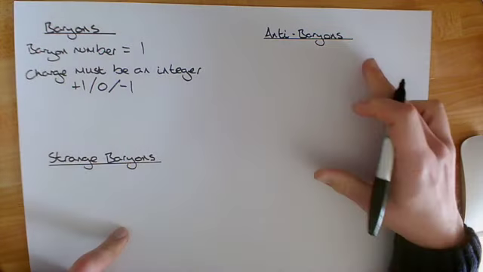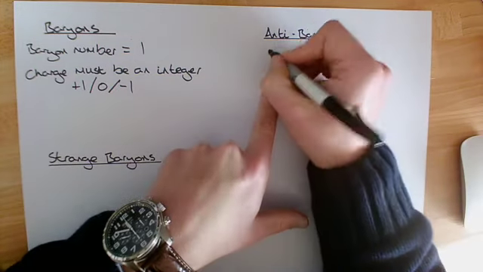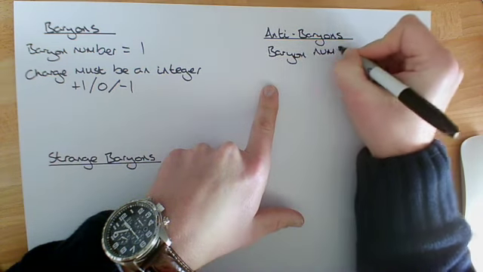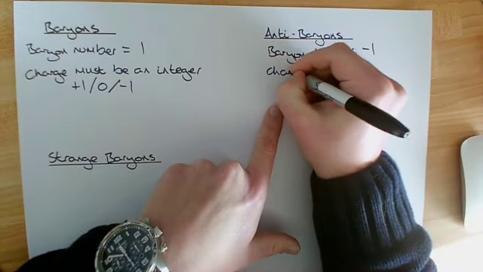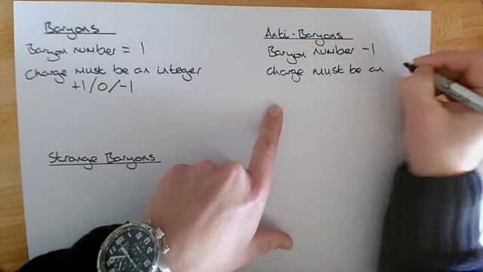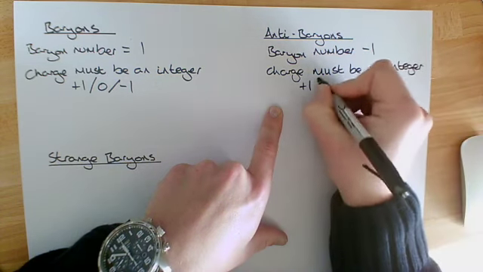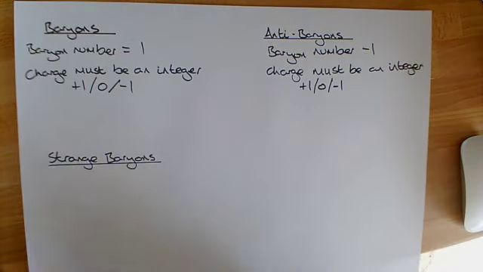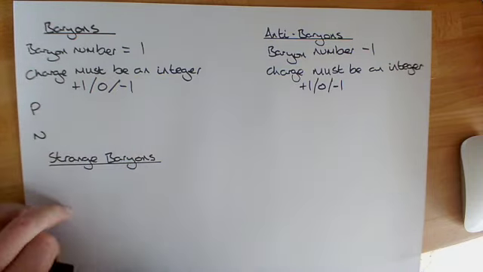But if we produce a particle with 3 antiquarks, we get something called an antibaryon. And that antibaryon will have a baryon number of -1. But again, the charge must be an integer. So it will always have a charge of either +1, 0, or -1. Okay, and the most common types of baryons that you're going to come across will be protons and neutrons. So I'll talk about those to start with.